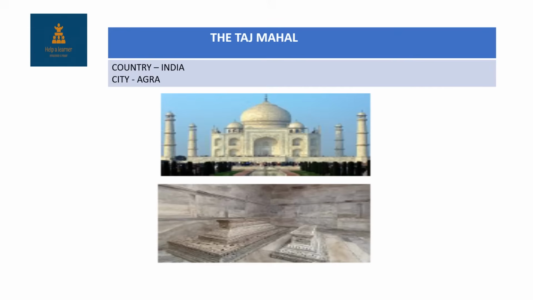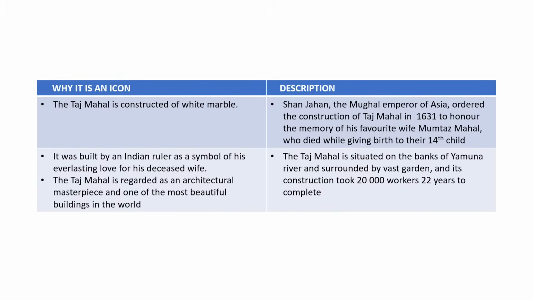Maybe. Now we will see why it is regarded as an icon as well. You find this icon in the country of India, as I said before, in the city of Agra. Let's look at why it is an icon. Next slide. It is an icon because the Taj Mahal is constructed of white marble. It was built by an Indian ruler as a symbol of his everlasting love for his deceased wife. The Taj Mahal is regarded as an architectural masterpiece and one of the most beautiful buildings in the world. Now you can read for yourself the description in the next column.